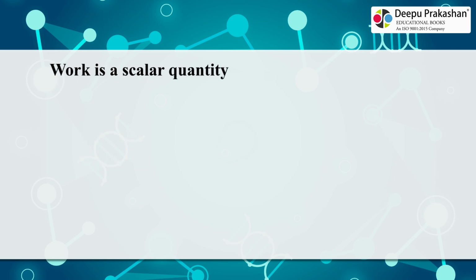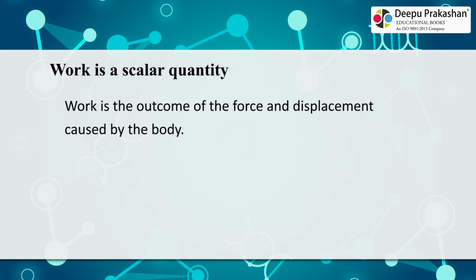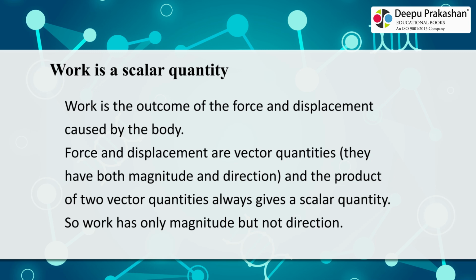Work is a scalar quantity. Work is the outcome of the force and displacement caused by the body. Force and displacement are vector quantities. They have both magnitude and direction, and the product of two vector quantities always gives a scalar quantity. So work has only magnitude but not direction.